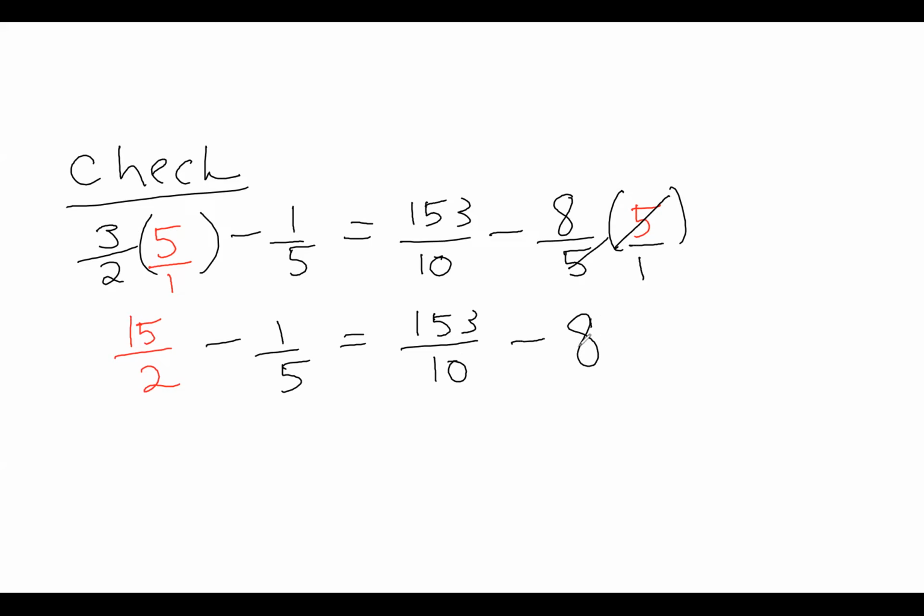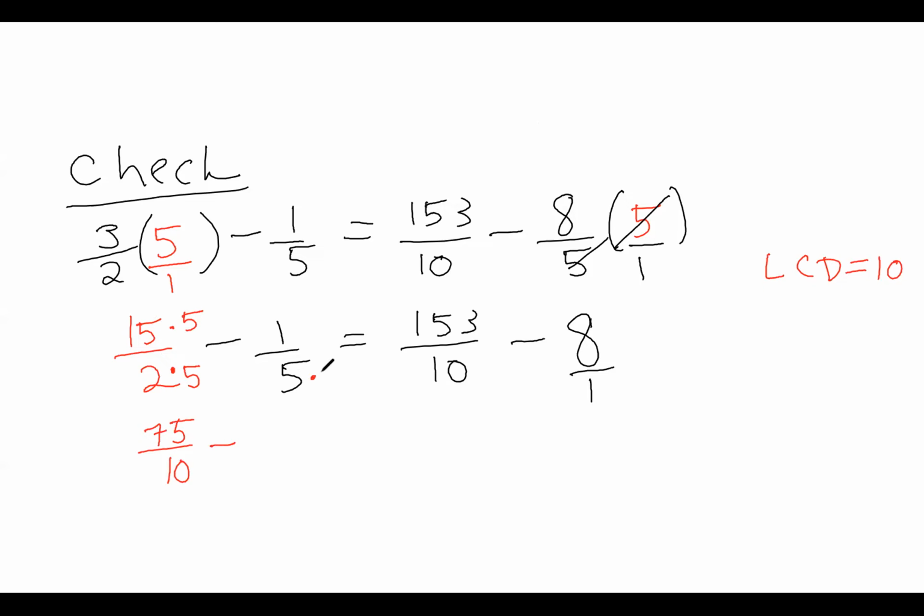All right, I have a feeling we're going to need to deal with this in another way, so let me just put that over 1 right now. So here's where we are. 15 over 2 minus 1/5 equals 153 tenths minus 8 over 1. All right, so let's get some common denominators, and I can get a common denominator of 10 as I'm combining my fractions. So let's work on the left side. 15 over 2 minus 1/5. If I get a common denominator of 10, this 2 will be multiplied by 5. The 15 will be multiplied by 5. So that's 75 over 10 minus 1/5.